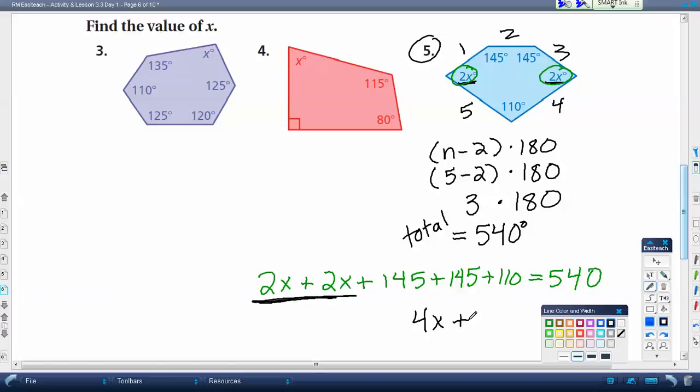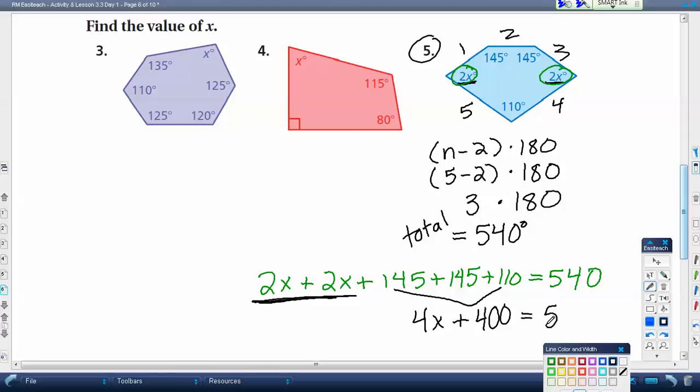All right, and when I add 145 plus 145 plus 110, and I know you can't see my calculator, but that's what I'm doing right now. I'm adding those, and I'm getting 400. So if you add all three of these values here, I'm getting 400. So 4x plus 400 equals 540.